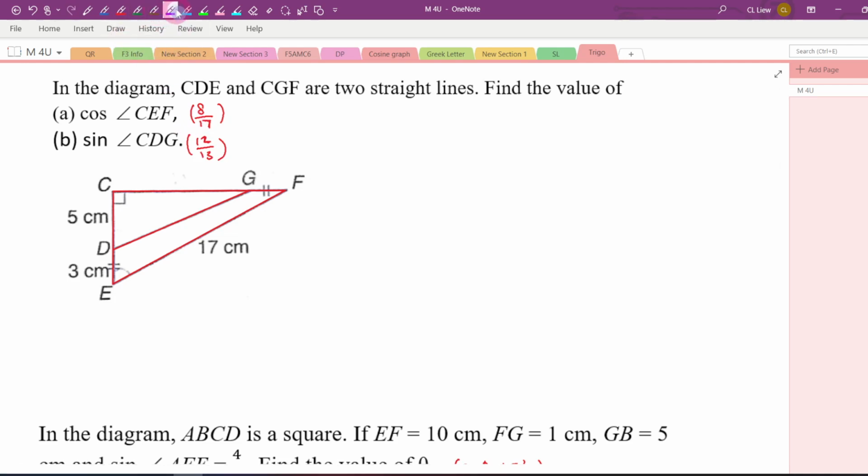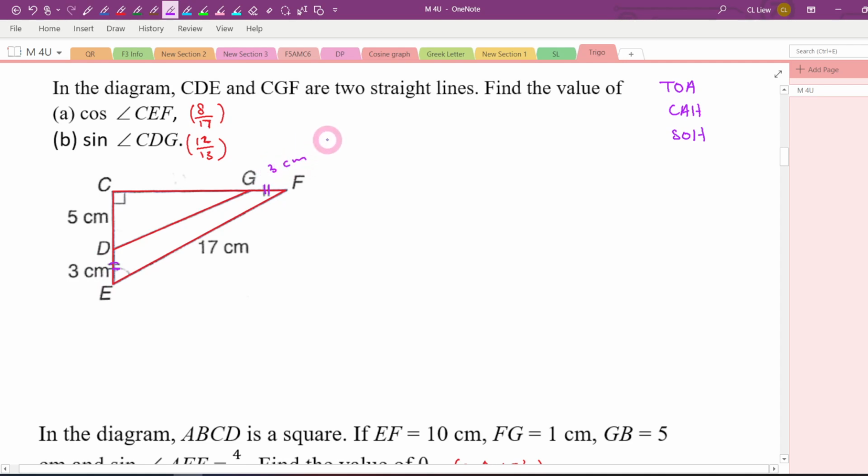In the diagram, CDE, where is CDE? Right? CDE. Sorry. This is a straight line. CDE is a straight line and CGF is a straight line as well. Find the value of cosine CEF. So I hope that you remember this one. Given by the questions, these two are the same length. This is 3, here will be 3 as well.